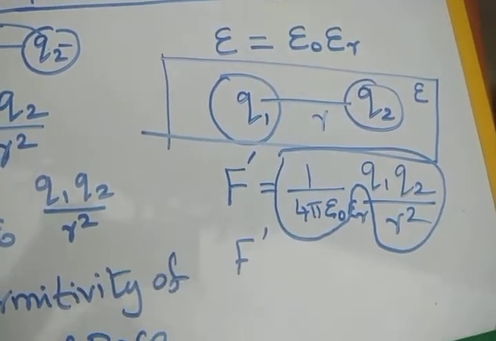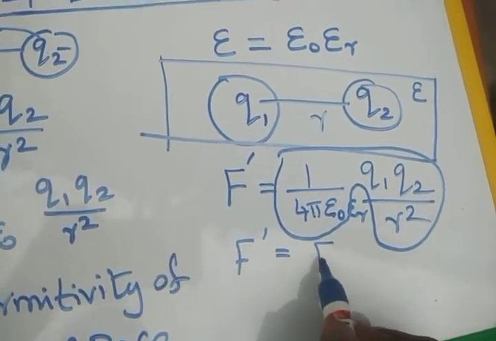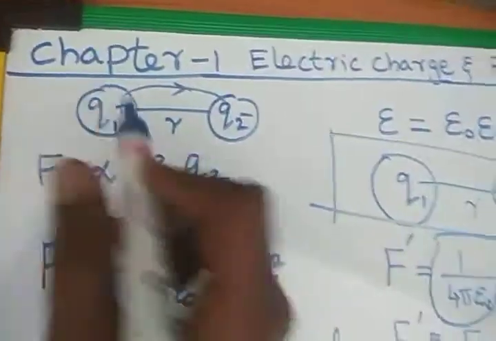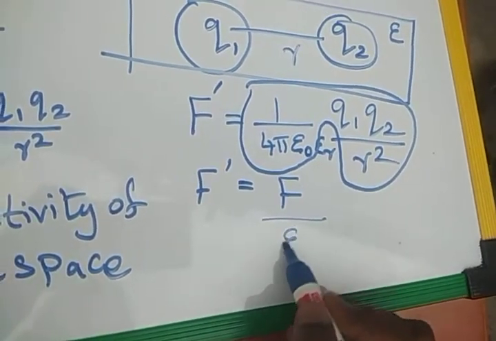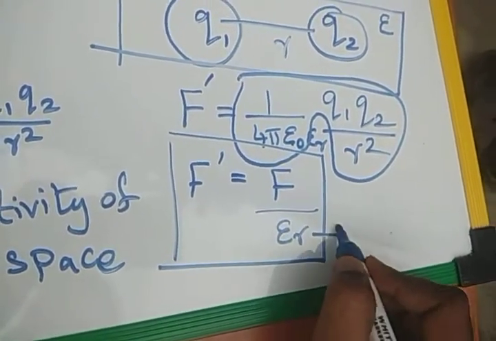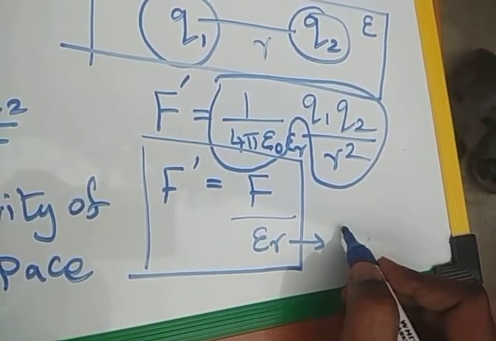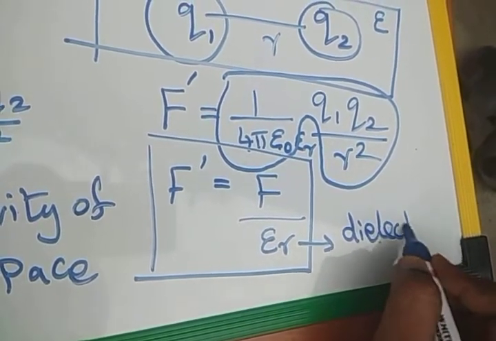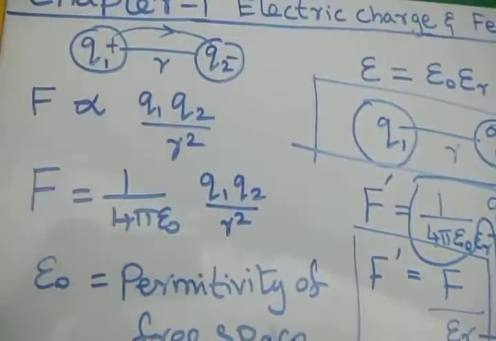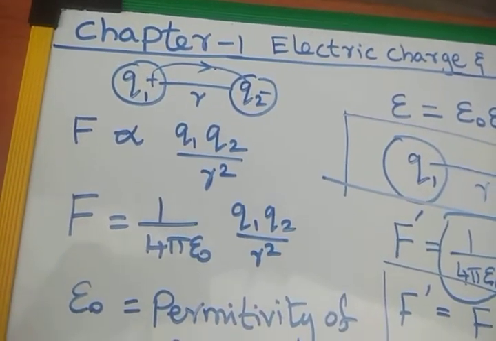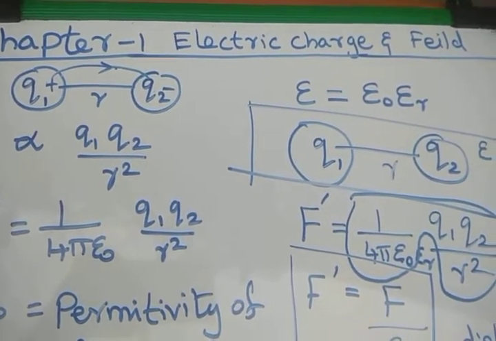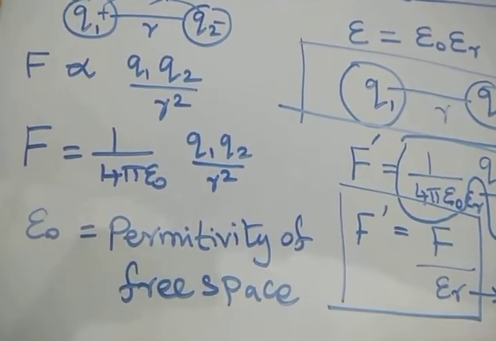So the electrostatic force in that particular medium is equal to the electrostatic force of these two charges kept at the same distance in free space, divided by epsilon R. This epsilon R is the relative permittivity, and we will see again in the second unit that epsilon R is the dielectric constant. So this is the prediction given by Coulomb regarding the force of attraction or repulsion between two static charges.